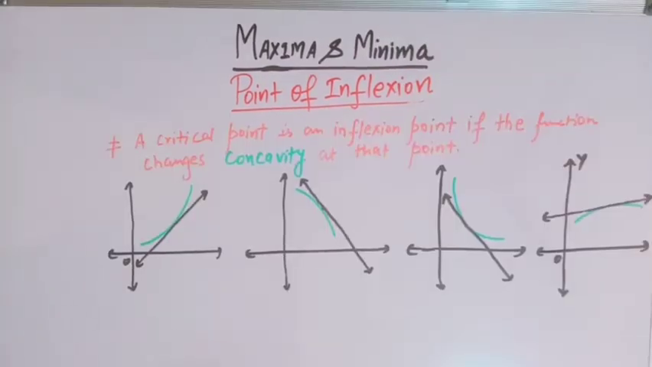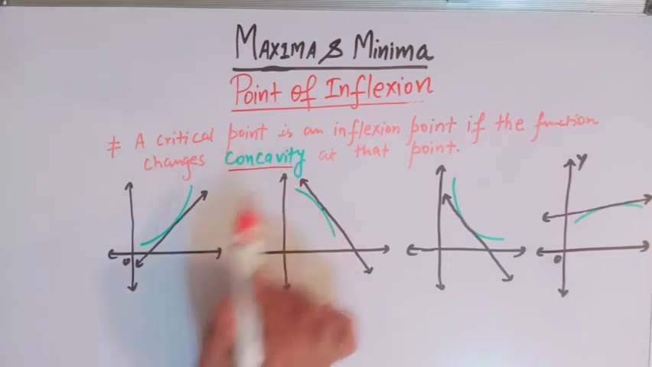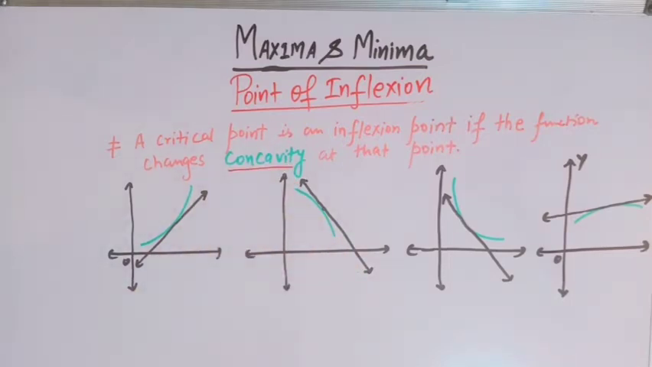Now viewers, we have just seen that there may be some points where the derivative does not change sign, right? Now a critical point is an inflection point if the function changes concavity at that point. Now let us see the concept of concavity. So what is meant by concavity?